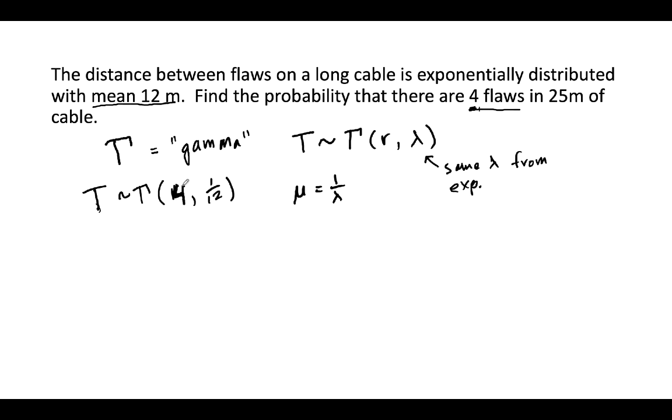But this 4 over here, this gamma, tells us that it's not exactly an exponential function. We're worried about the time it's going to take, or in this case, the distance it's going to take for 4 flaws. Okay, so let's write some stuff out so we know what T represents. T represents the time it takes, or sorry, not time, the distance.